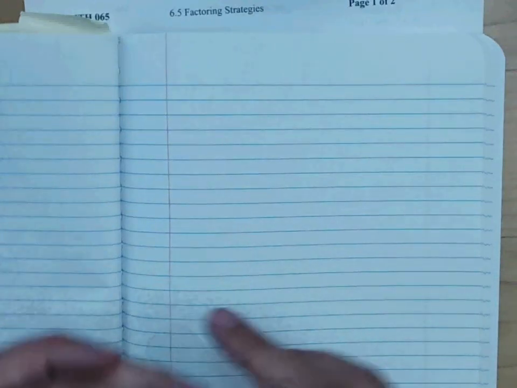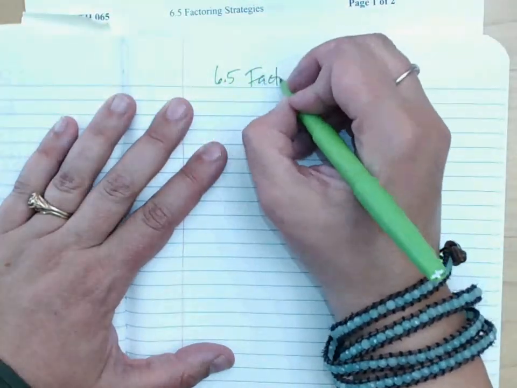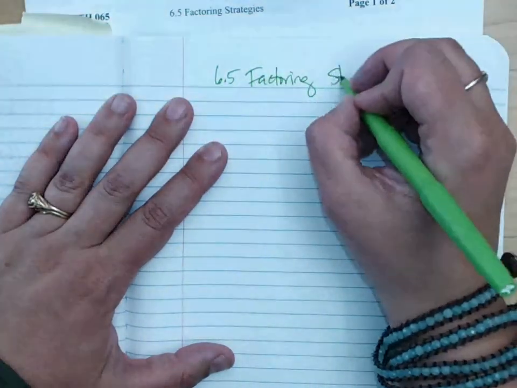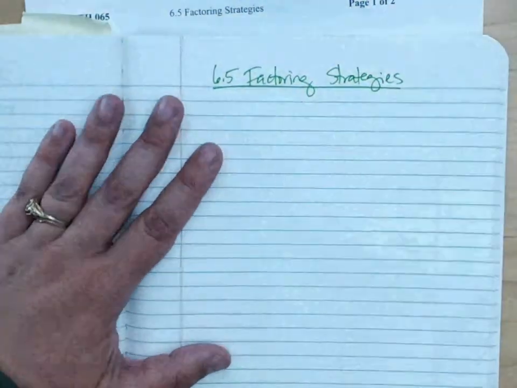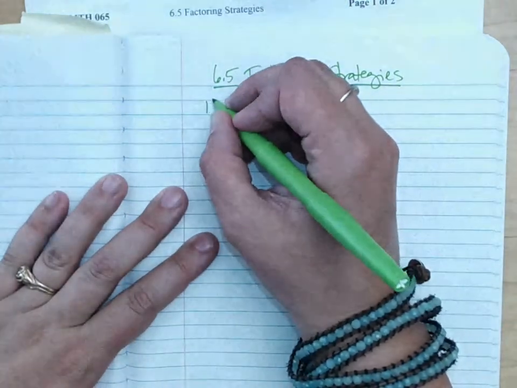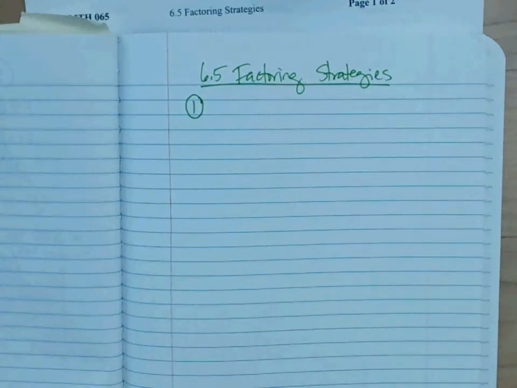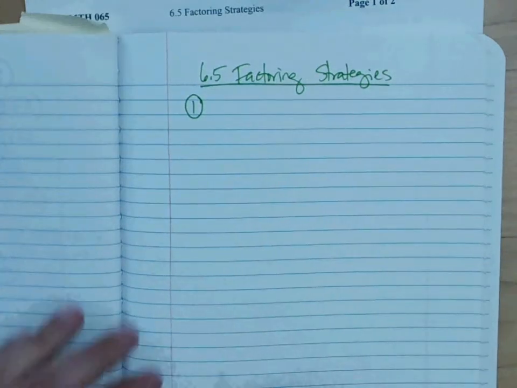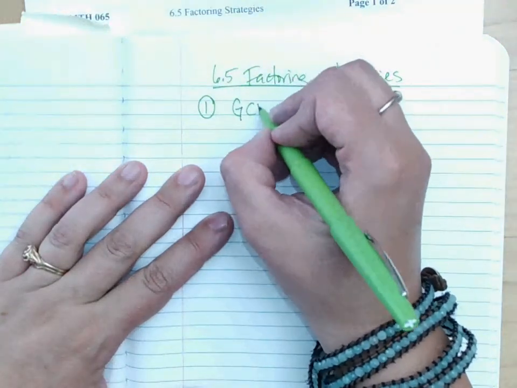Okay, so in 6.5, we're going to talk about factoring strategies. So we learned all these different methods of factoring. What's the number one rule, the first strategy we're going to always use when it comes to factoring? We're going to look for a GCF. So the number one rule is factor out the GCF.